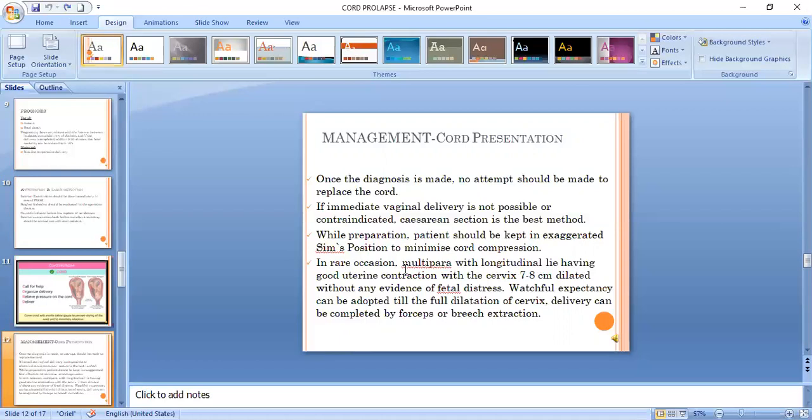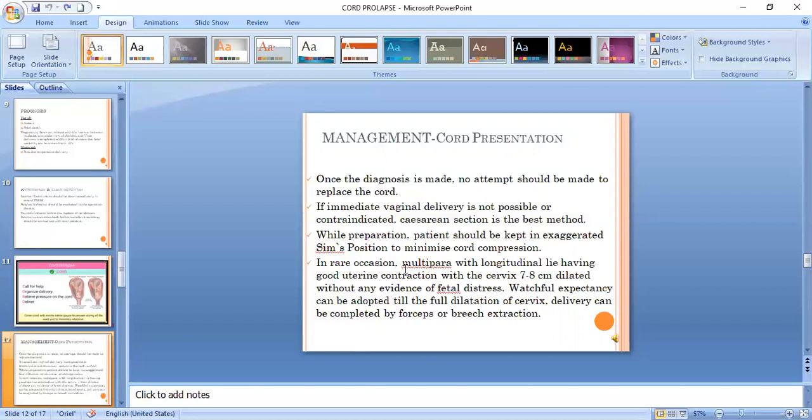In this case, everything is positive, and even the cervical dilatation has reached 8 centimeters. So the mother is in the first stage. Only a few hours remain to complete the first stage of labor. So what can we do in this case?